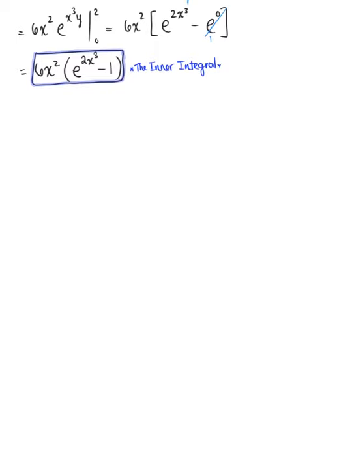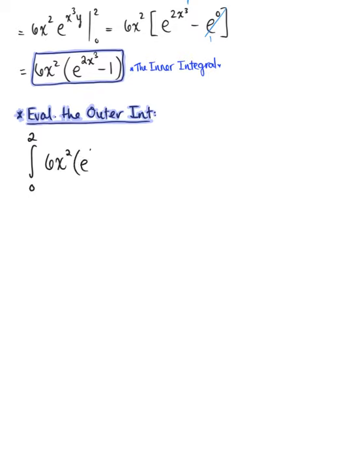Giving ourselves plenty of room, we're now ready to evaluate that outer integral with respect to x. So we have the integral from 0 to 2 again, but this time it's of 6x squared multiplied by the natural exponential raised to the 2x cubed minus 1 dx. In order to evaluate this, we want to apply u substitution. I'm going to let my u be the exponent of the exponential. So it's going to be 2x cubed.